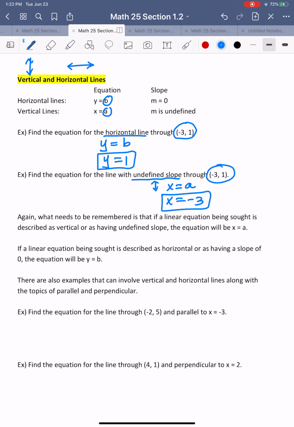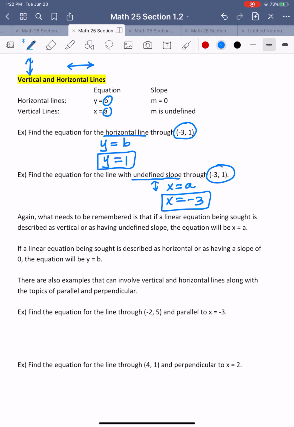Again, what we need to remember is that if a linear equation being sought is described as vertical or as having an undefined slope, the equation will always be x equal to a. If the linear equation being sought is described as horizontal or having a slope of 0, the equation will be y equal to b.